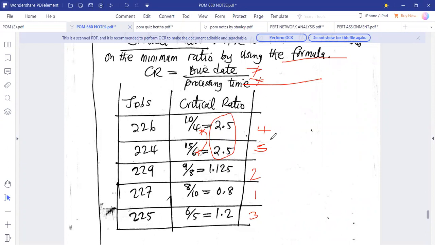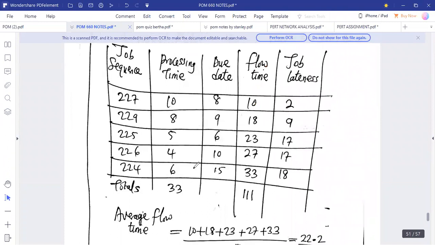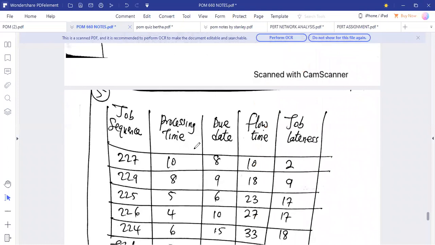All right, then getting down to the other one, 224. Regardless of the sequencing rule, we are actually saying we have five columns: the job, the processing time, the due date, the flow time, the job lateness. These are the ones that we need.